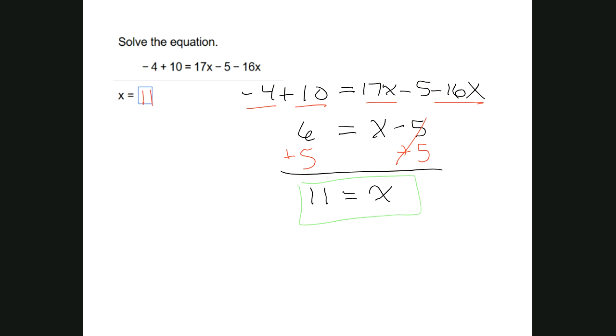So what we did here is we combined like terms first on both sides of our equation. And then we did what's called the addition property of equality. We added the opposite to the opposite side to finish solving.